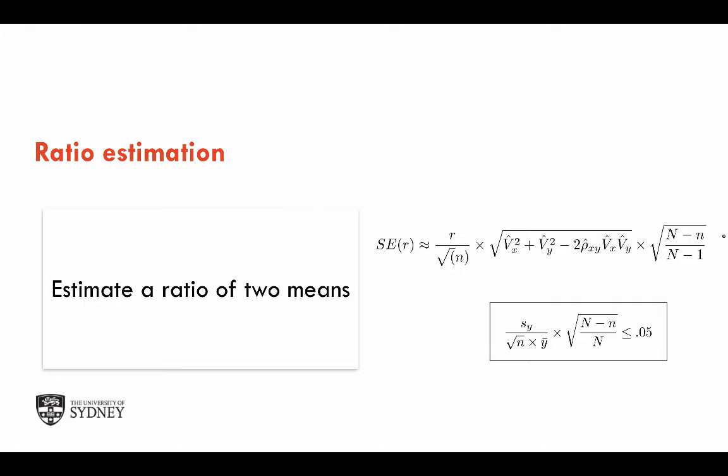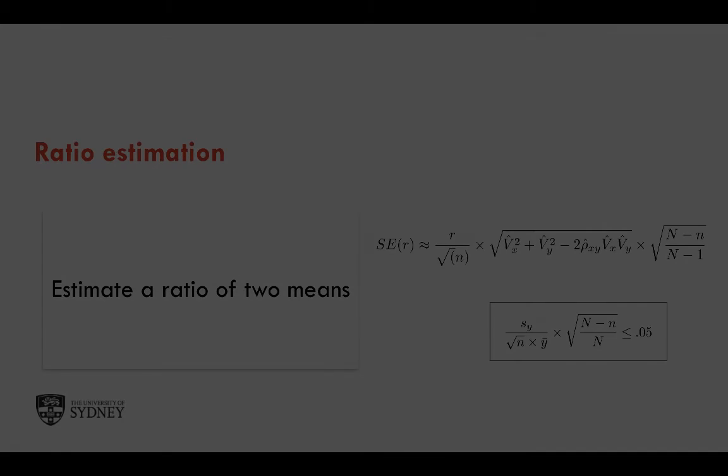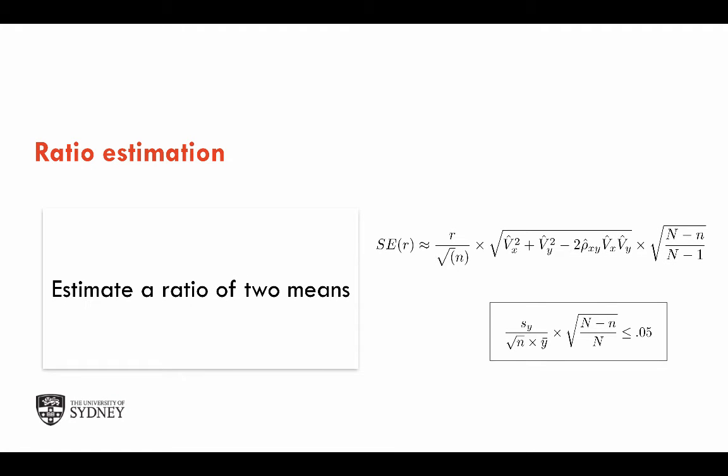This approximation works well if this condition here is verified. This condition also involves the coefficient of variation of y. You have here the standard deviation of y divided by the mean of y. So if this condition is verified, it has been shown that this approximation works well. So there's nothing very exciting about this. It's just an estimator for a ratio and its standard error.